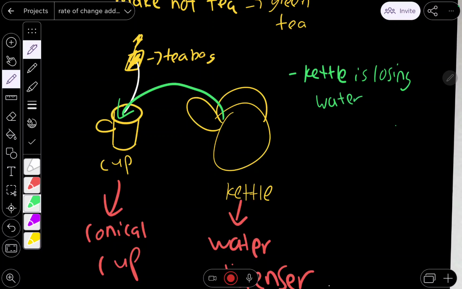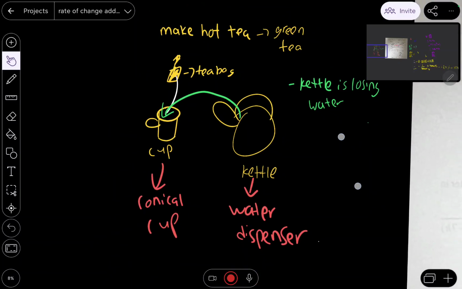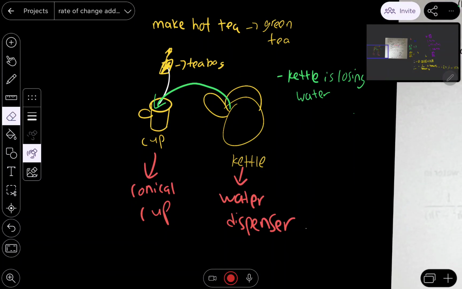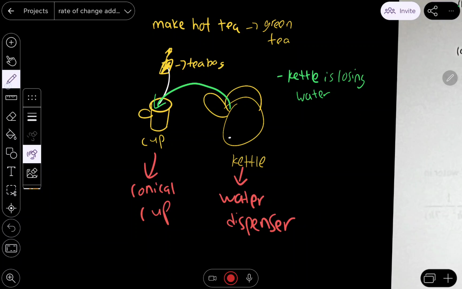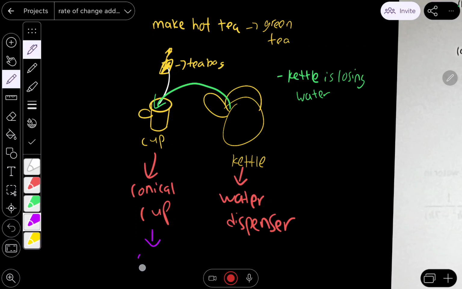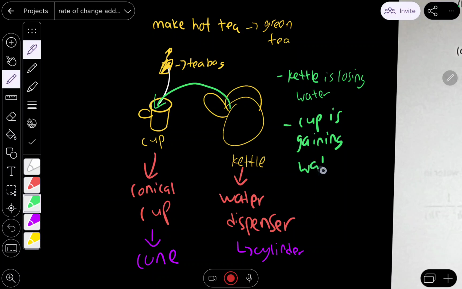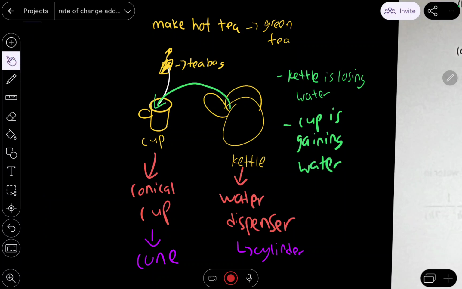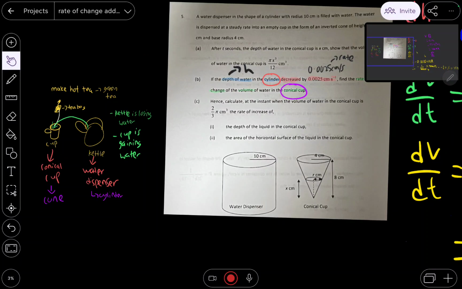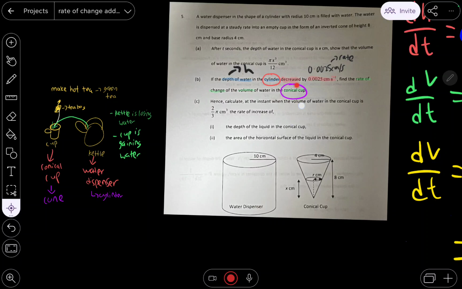Kettle, aka your water dispenser, or the cylinder. I'll write down the shape so it's easier for you to understand. This is your cone. This is your cylinder. And when the kettle is losing water, can we say that the cup is gaining water? Right? So, back to this example. They want a conical cup.